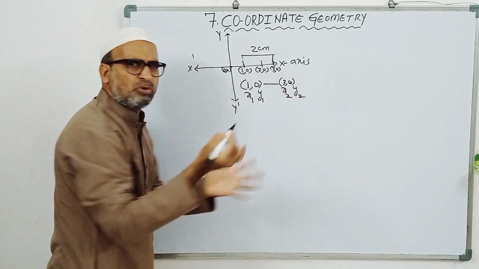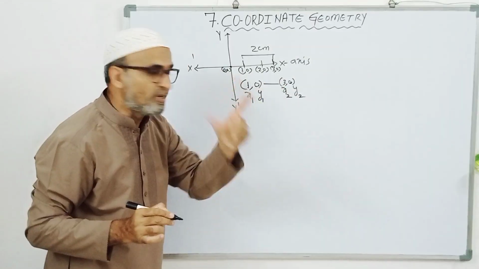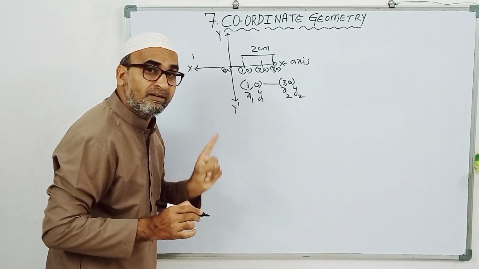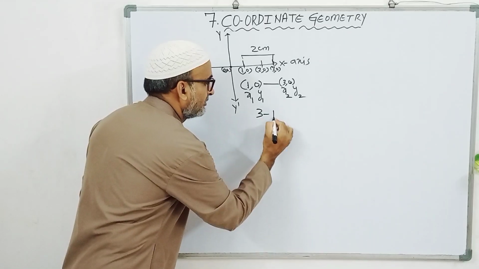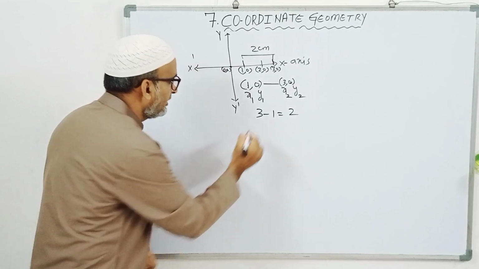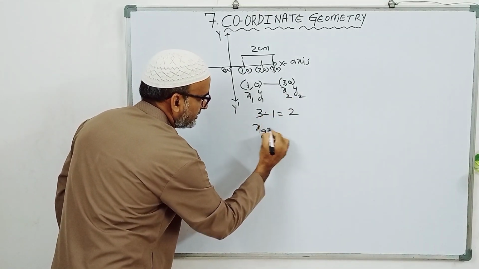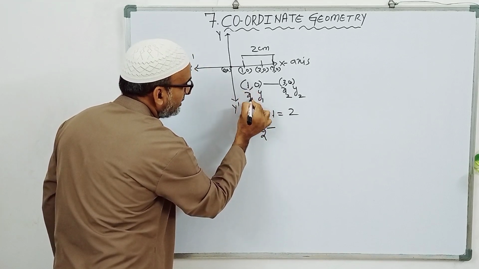With 0 minus 0, or 0 plus 0, you will get 0. If you add 1 plus 3, you will get 4. If you subtract 3 minus 1, you get 2 centimeters. How did you get 2 centimeters? This 3 is nothing but x2, and 1 is nothing but x1.